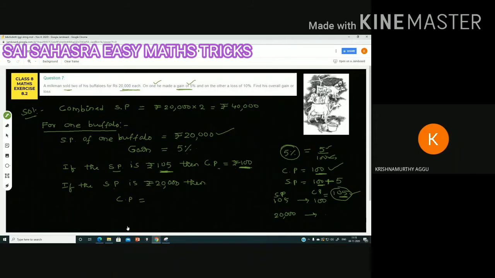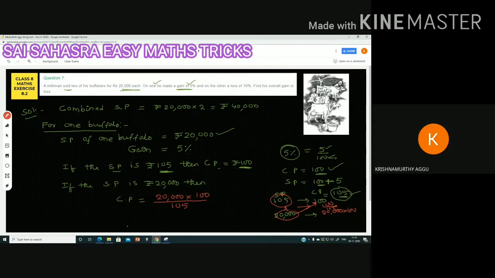What is the shortcut to be followed here? 20,000 into 100, divided by 105. Actually, it is the unitary method, from where we got 105. For a selling price of 105, the cost price is 100. For a selling price of 1 rupee, how much? 1 into 100, so easily we can write 100 by 105.